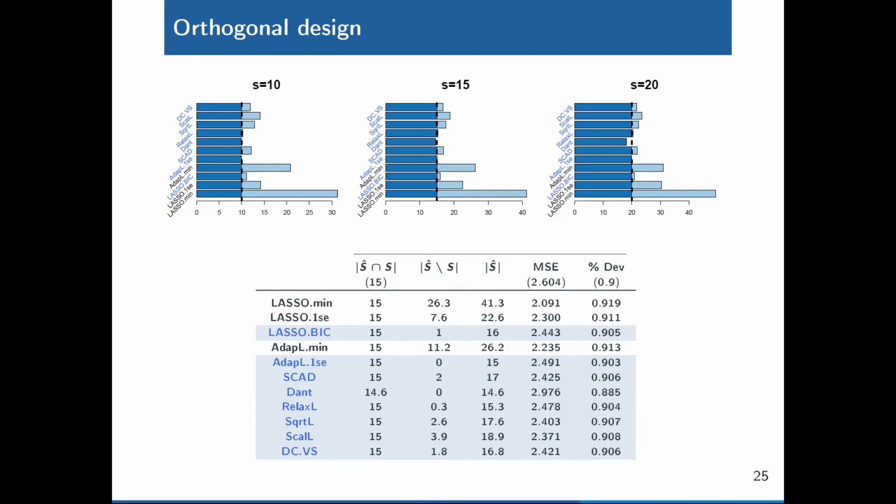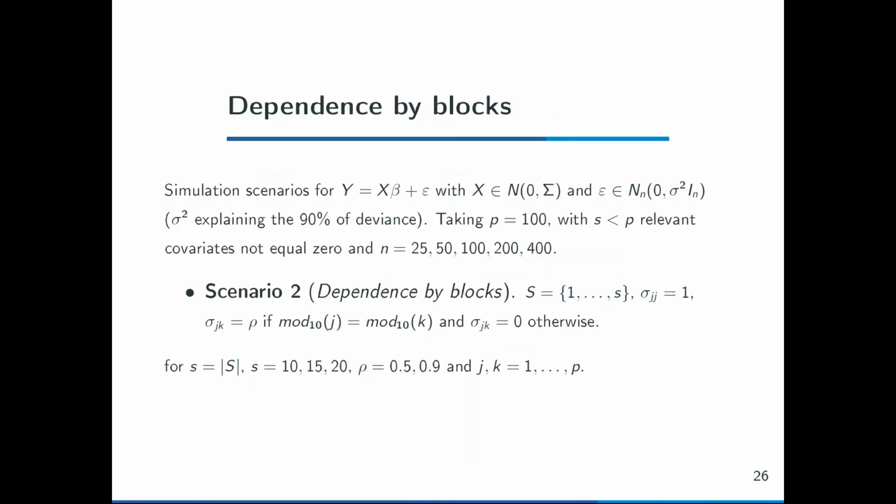Sorry, could you repeat again? So have you tested any scenarios where, it seems like the simulations you tried here have a design where you explain a lot of the variance, so 90% of the deviance, for instance. I was wondering if you have tried some scenarios where you have more noise than this.